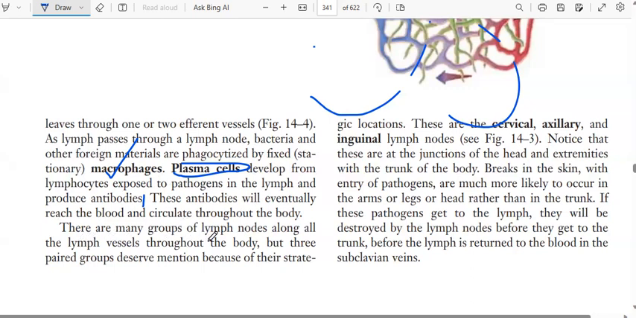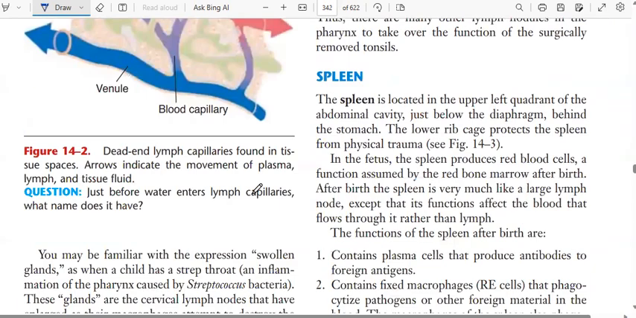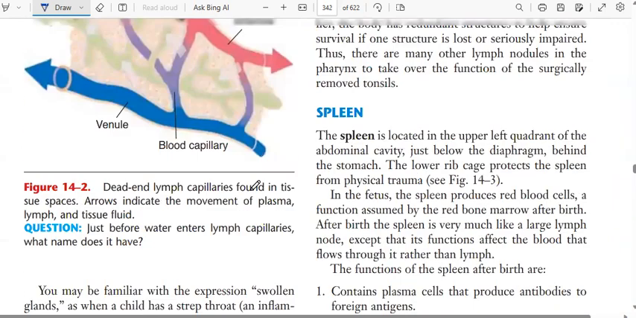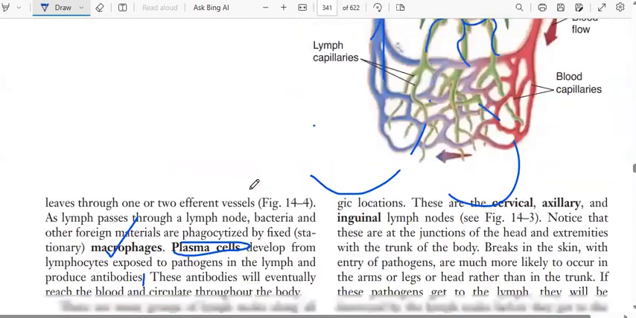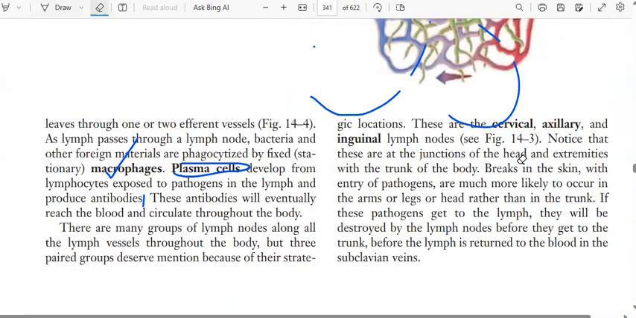There are many groups of lymph nodes along all the lymph vessels throughout the body, but three paired groups deserve mention because of their strategic location. So multiple lymph nodes are present in the body, and I have to remember: the cervical area, the axillary area, and the inguinal area.